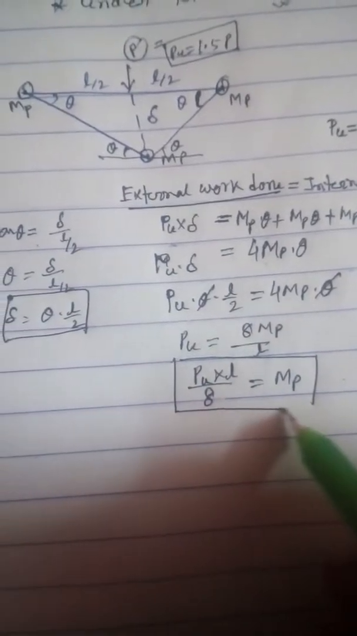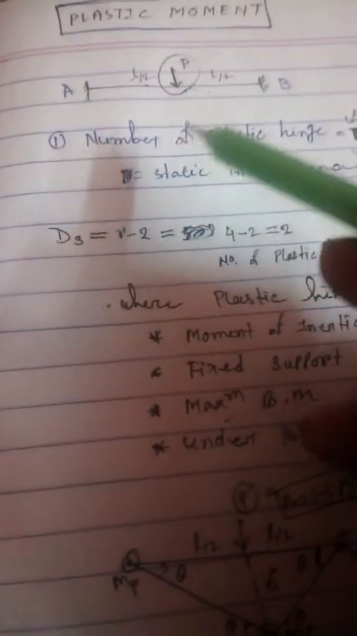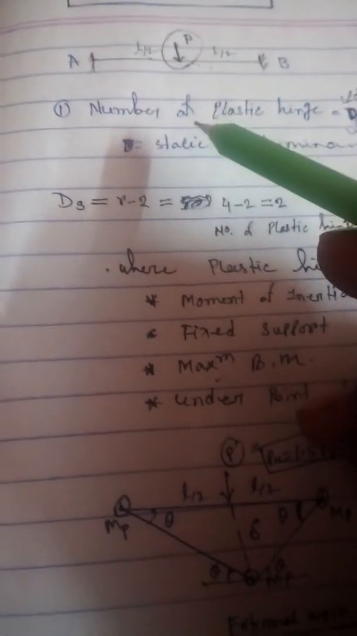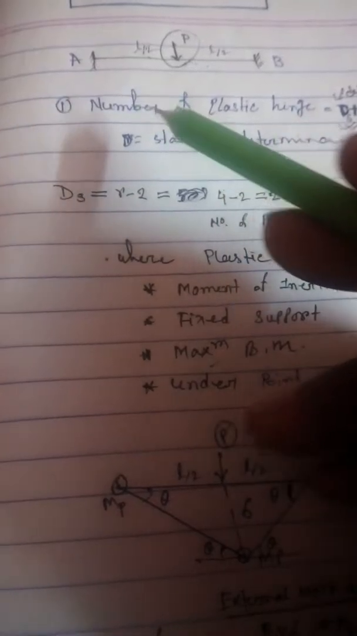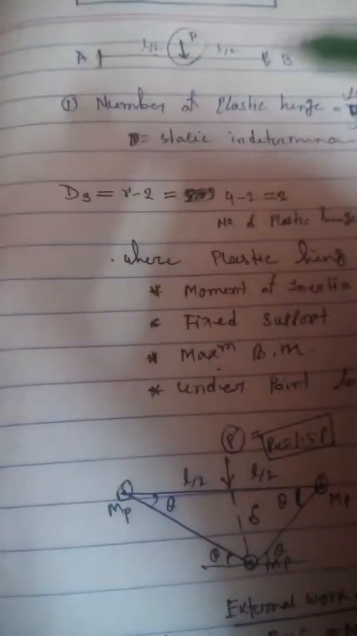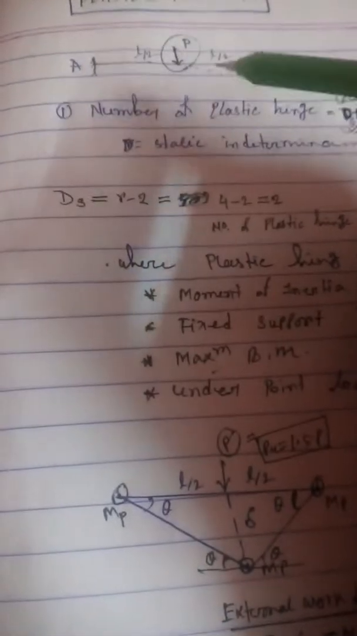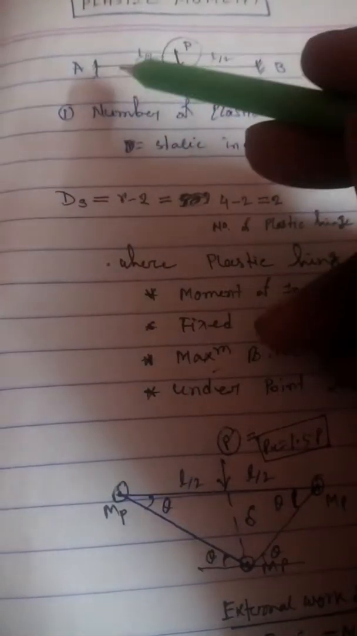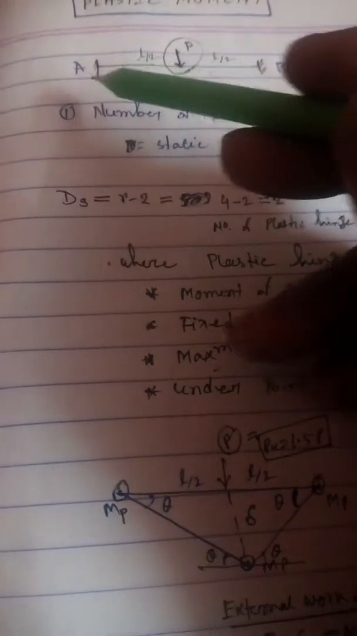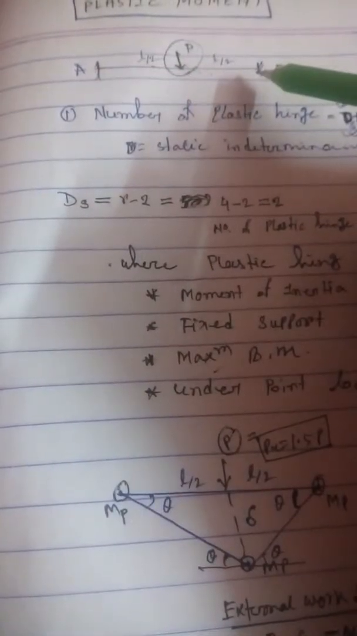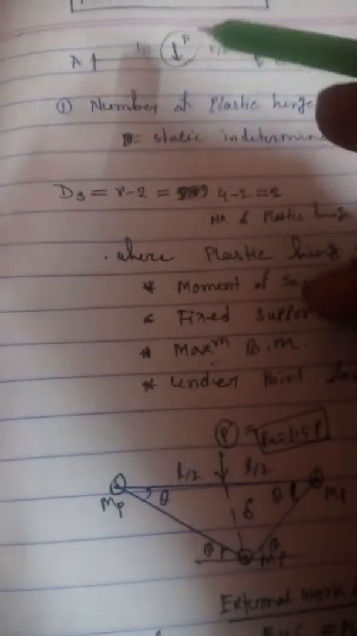Okay guys, so this is the value of the plastic moment for this beam. In my next lecture I will discuss the plastic moment capacity for a beam where one end will be hinged or free and the other end will be fixed, and the load condition will be changed there.